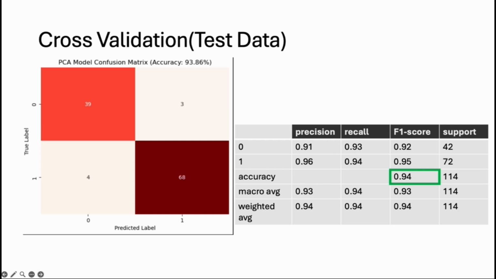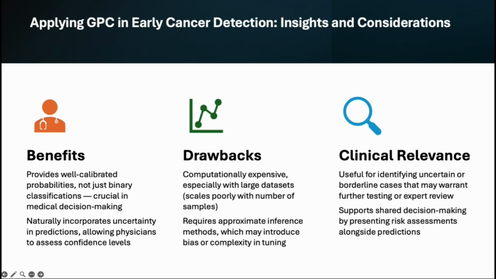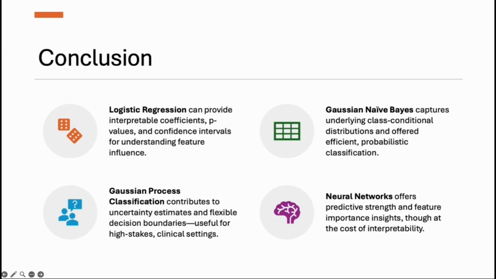The confusion matrix shows balanced performance across both classes, and the F1 score indicates a good trade-off between precision and recall. So here are some benefits, drawbacks, and the clinical relevance of this entire model in early cancer detection. It provides uncertainty in predictions, helpful in a high-stakes domain like this. But the drawback is that it is computationally expensive and not ideal for very large data sets, which are again important for medical cases. But it enables risk-aware decision support. So this helps doctors not only know what the model predicts, but how confident it is.